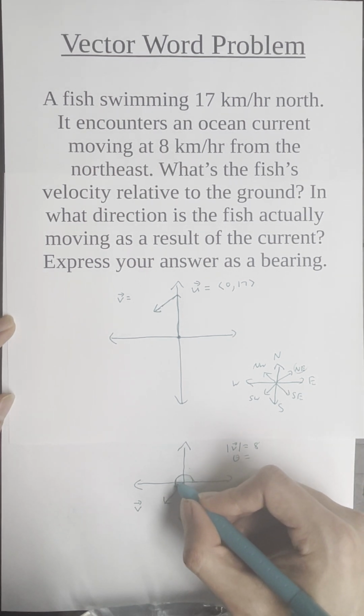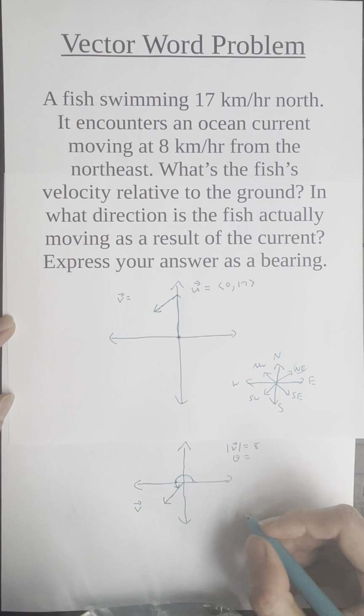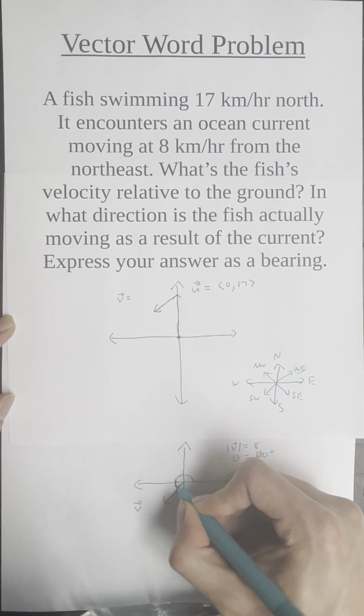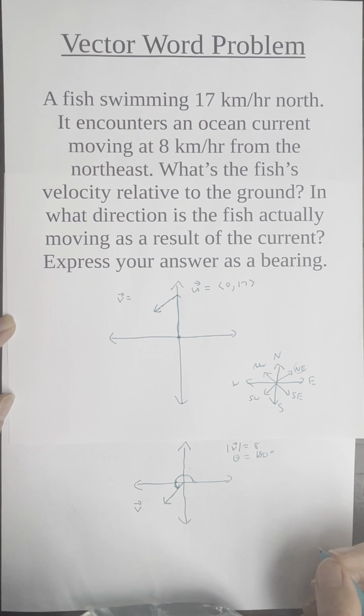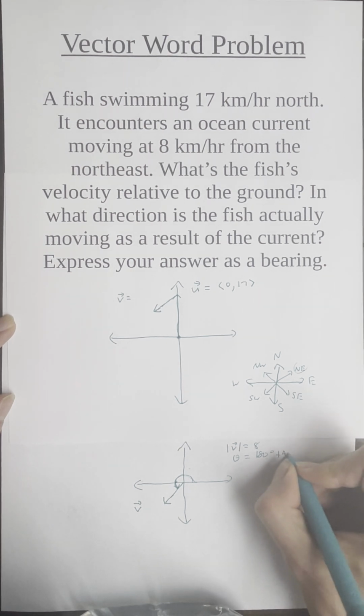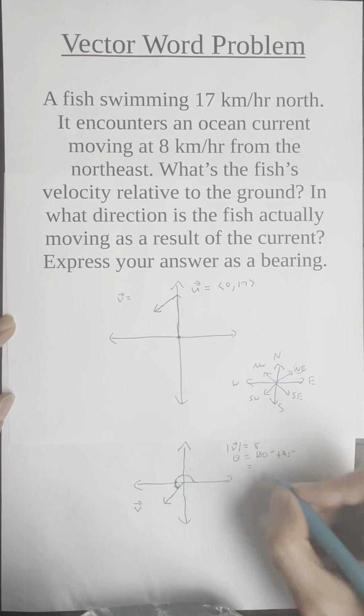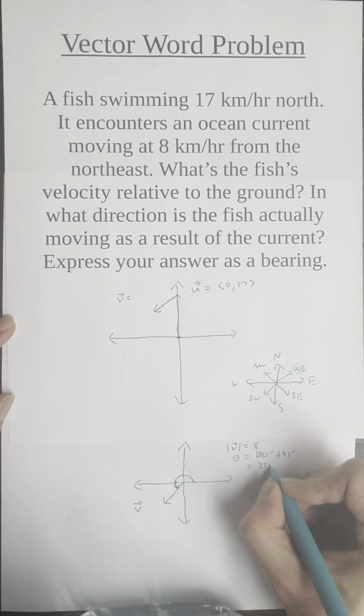Okay, so this is how many degrees? 180 degrees. And then to go from here to here, that's how many degrees? That's another 45 degrees. Okay, so 180 plus 45, that's 225.